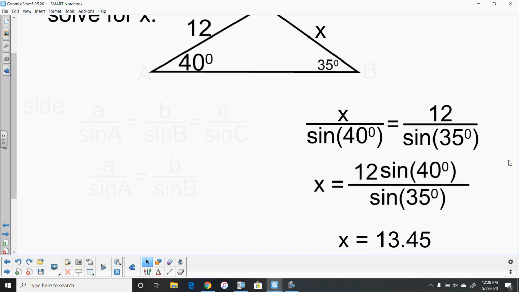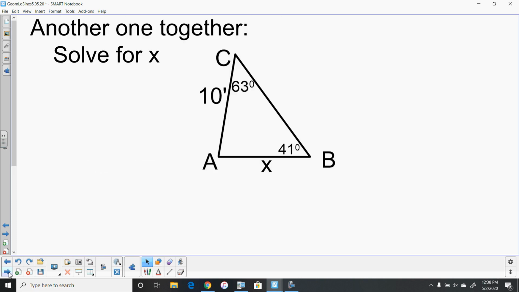Okay, let's do another one together. So I've got a triangle here. I'd love to be able to use SOHCAHTOA, but I cannot because it's not a right triangle. We've got 63, 41. If we did triangle sum theorem, you'd get 76 degrees for the other angle.